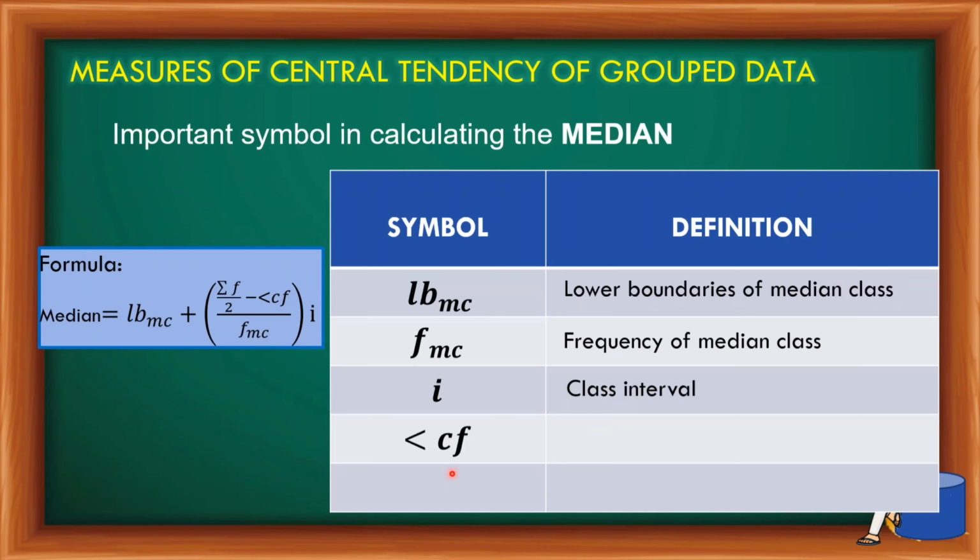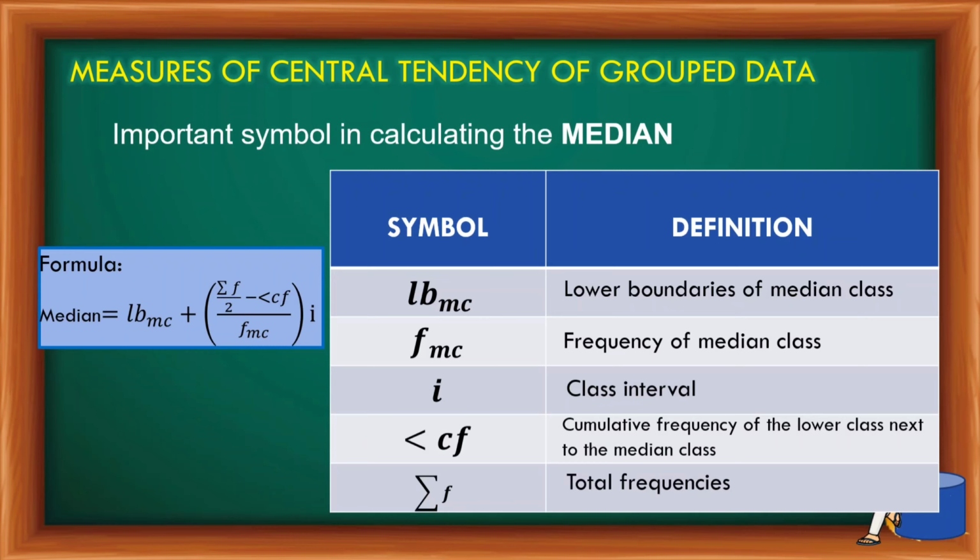Then, less than cumulative frequency. So, ibig sabihin yan, cumulative frequency of the lower class. So, yung nasa baba class, next to the median class. So, napakahalaga talaga ng median class kasi up to the less than cumulative frequency, kailangan we are all particular with that. Then, the last symbol is summation of F, na-explain na rin natin ito kanina sa mean. So, total frequencies. So, yan yung symbol na gagamitin natin sa median. So, gamit ang mga symbol na yan, let's find our answer.